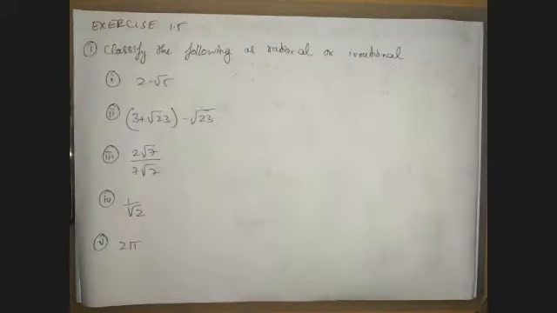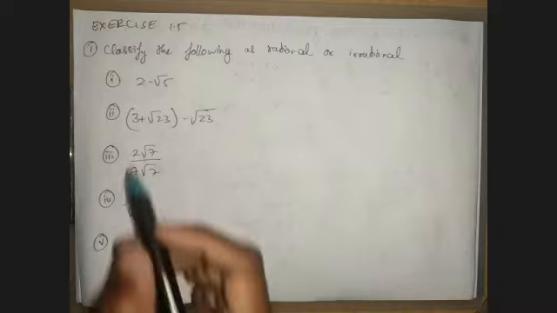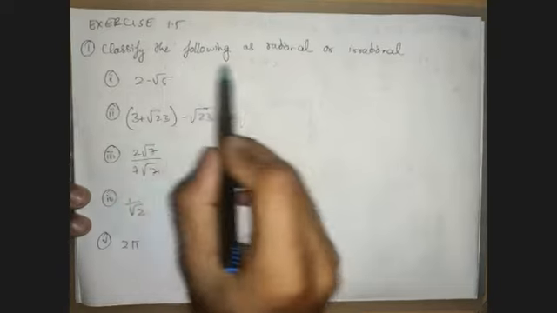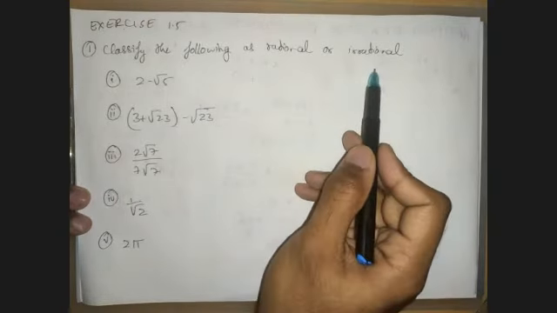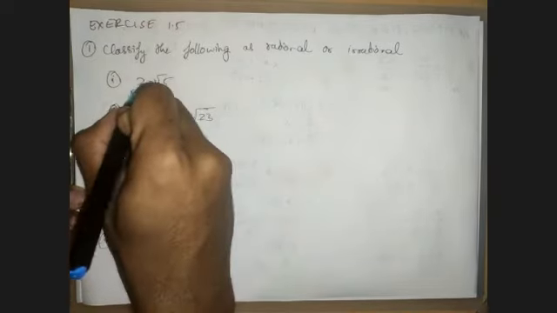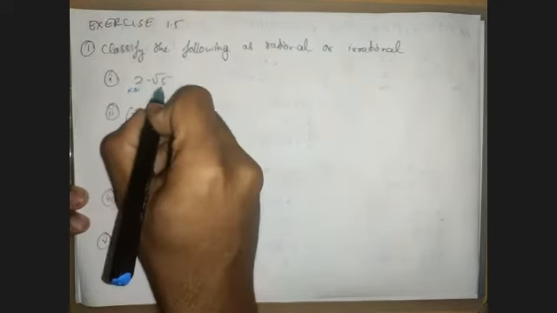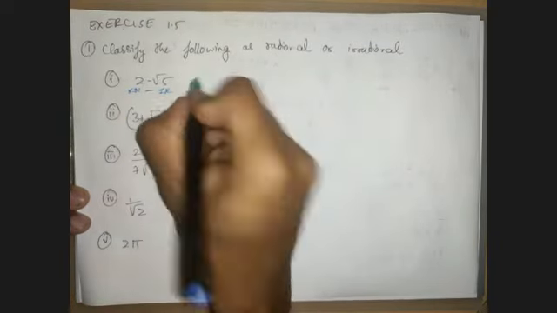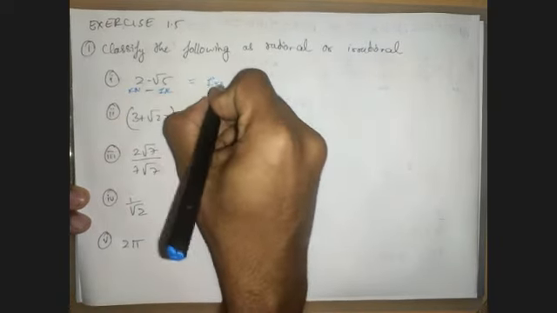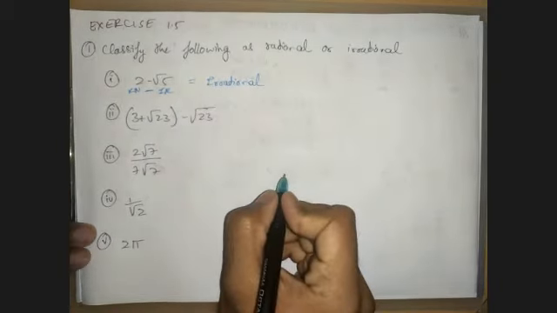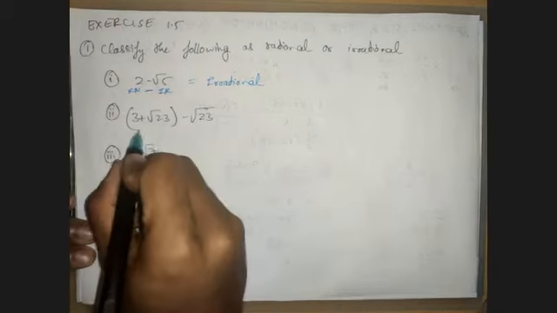So let us look at these examples of the exercise to become familiar. Classify the following as rational or irrational. If we look at this, 2 minus root 5, root 2 is a rational number, root 5 is an irrational number. A rational number minus an irrational number is definitely irrational. Right? Now let us look at the next problem.